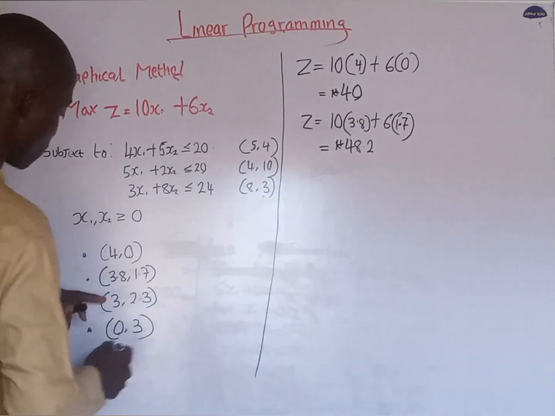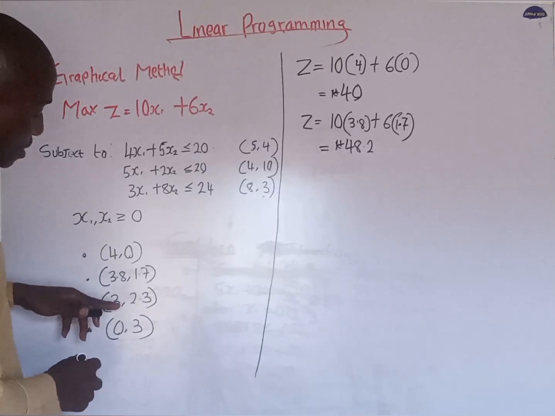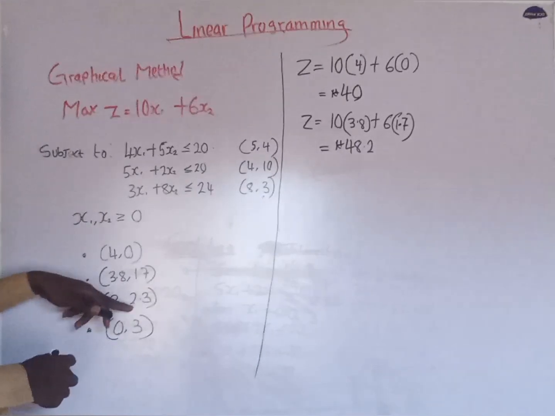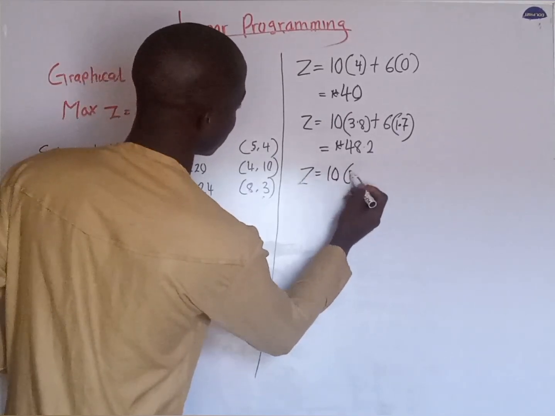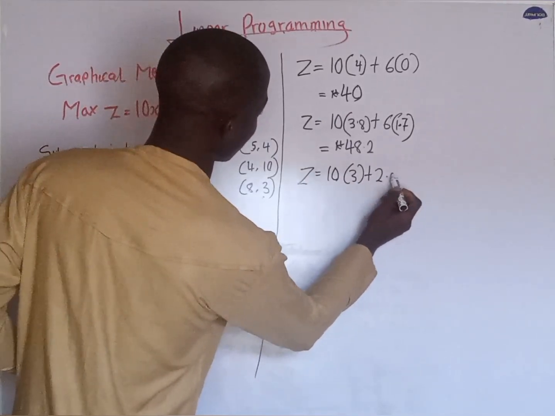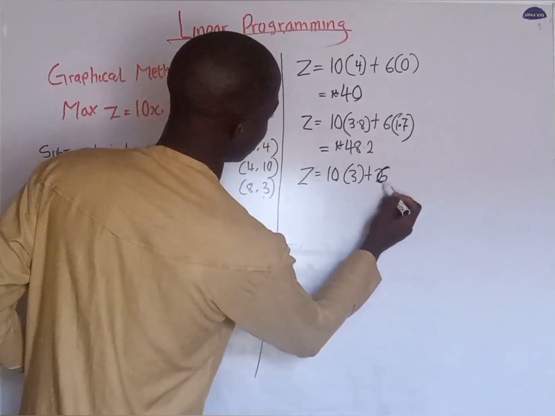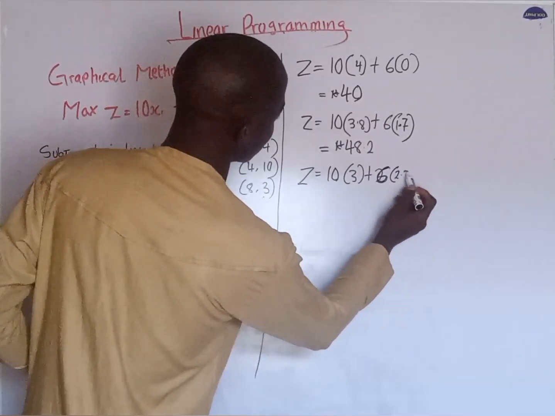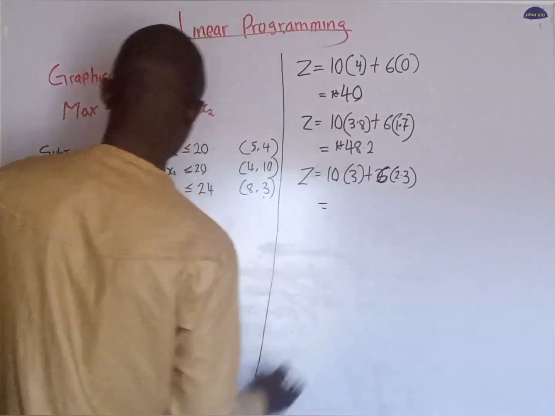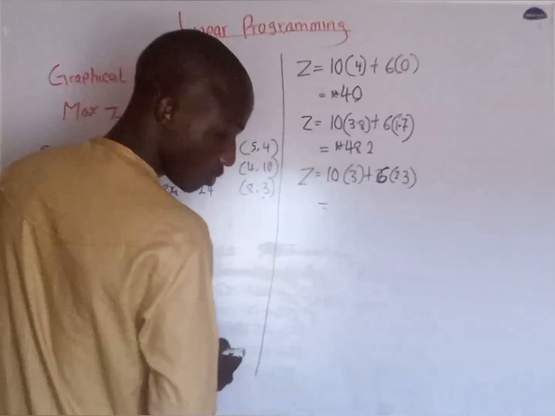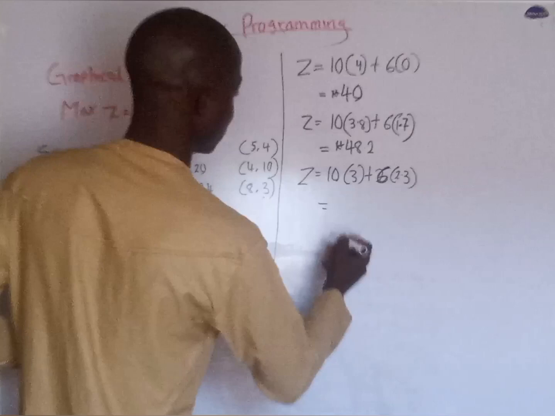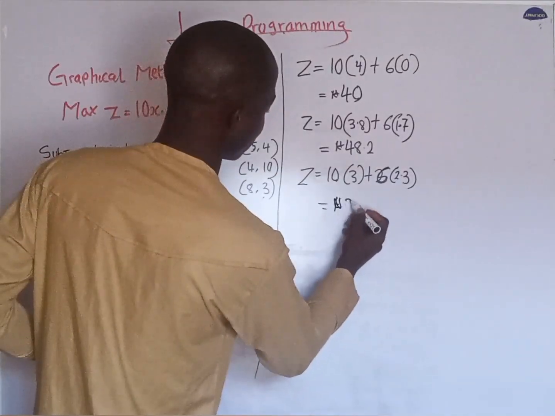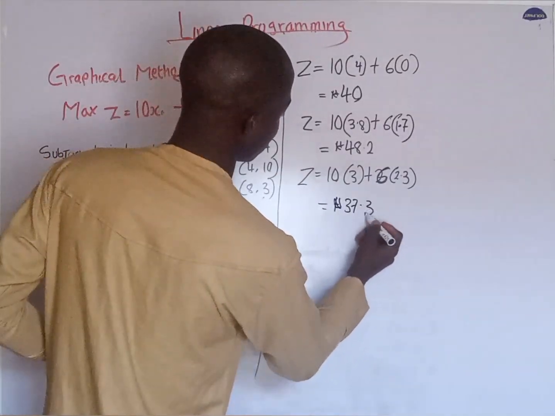Now when x1 is 3 and x2 is 2.3, the objective function will become 10 times 3 plus 6 times 2.3. When you punch your calculator, you are going to get 37.38.